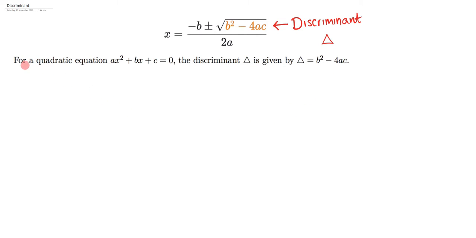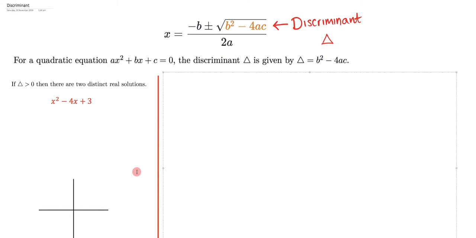So if I was to say that more formally, for a quadratic equation in this form, the discriminant is given by delta equals b squared minus 4ac. Now, of what use is the discriminant? Well, to answer that question, let's go through some examples.